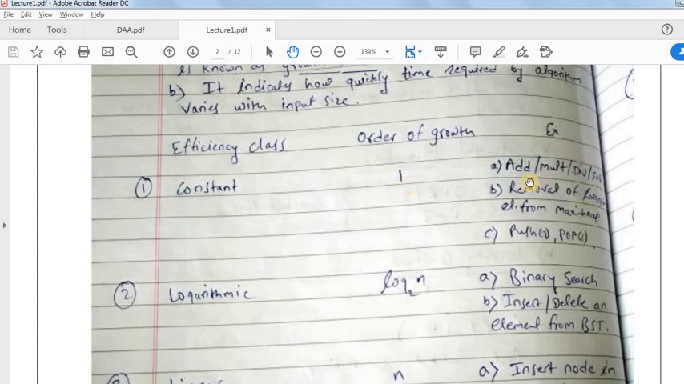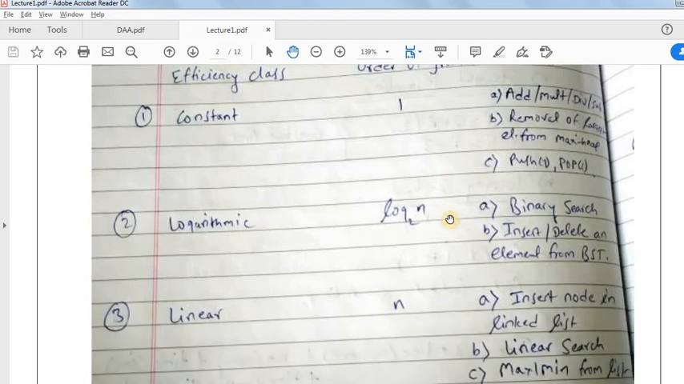Examples of such types: addition, multiplication, division, subtraction, all sorts of primitive operations, removal of the largest or smallest number from a max or min heap respectively, or carrying out addition or deletion of an element from a stack or queue, that is push, pop, enqueue, dequeue operations, will require a constant amount of time.